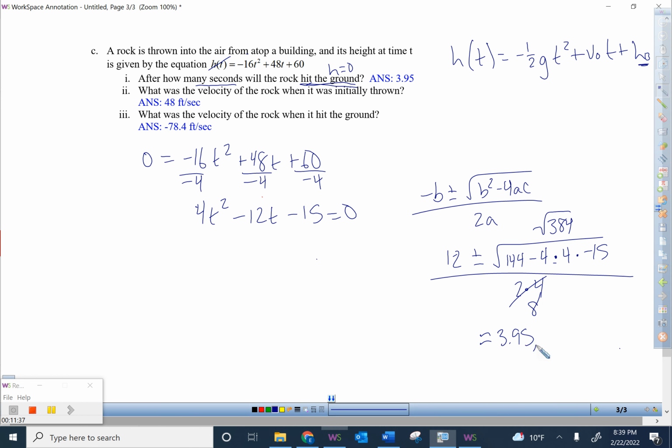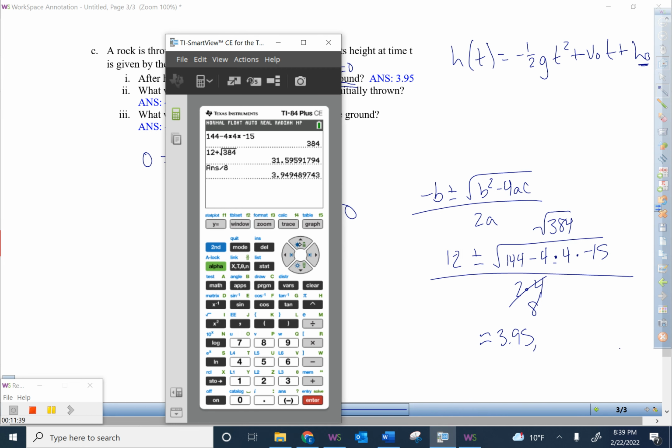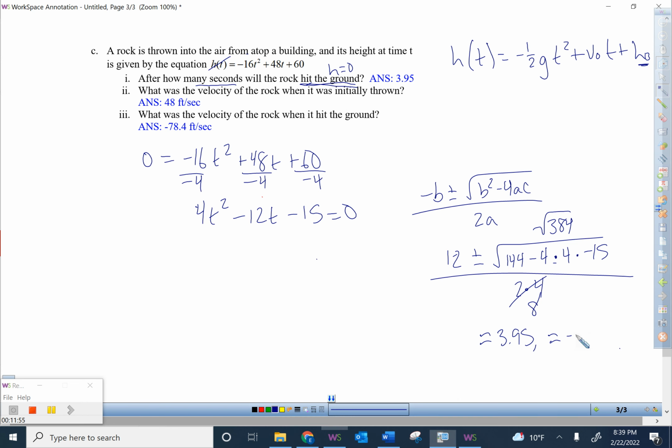Okay, but it's quadratic, which means there are really 2 answers. So now we're going to do that same thing, and we're going to change it to a minus. So this time I'm going to subtract. Again, hit enter, then divide it by the 8. Second answer, negative 0.95. But because it says after how many seconds, and we can't have negative seconds, we only have one answer there. Okay, again, graphing is another option for this, but choosing a window to make that show up might be more challenging than solving it using algebra here.